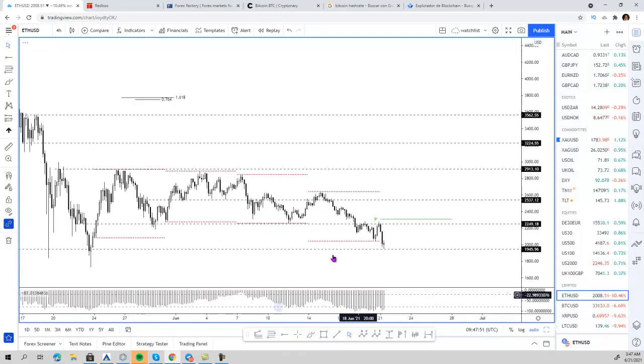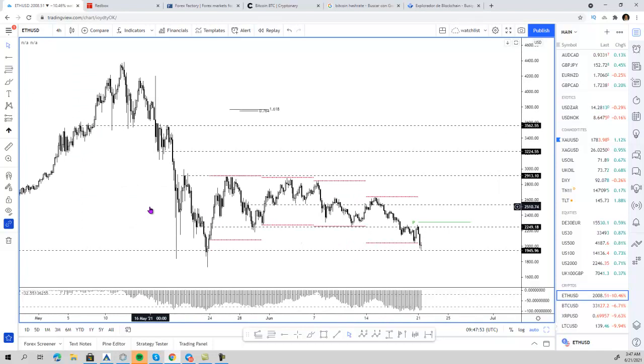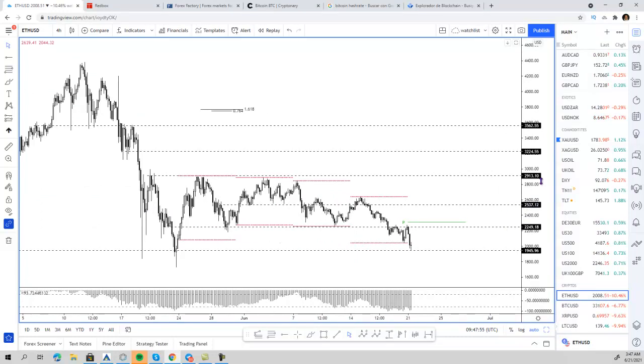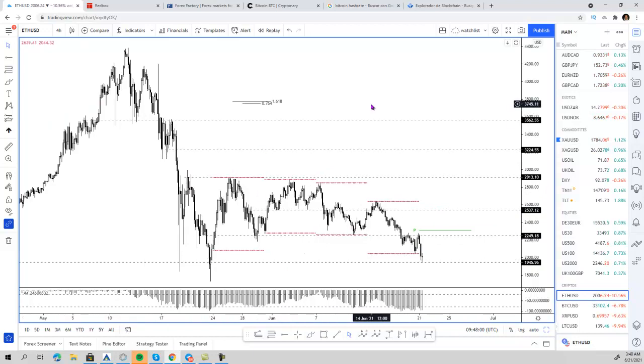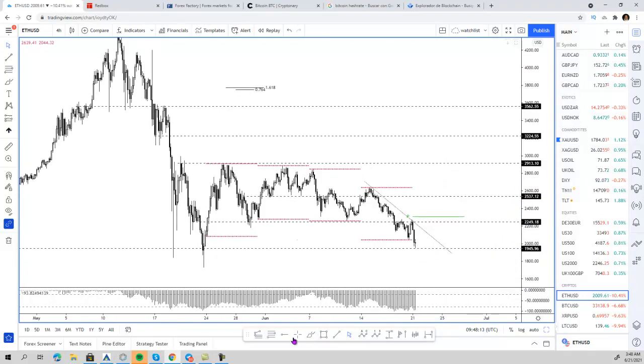Ethereum, I don't have an Ethereum position. Well, Ethereum is back at the bottom of that range, and I mean, it has been really hard to trade cryptos in this range. Maybe we could be looking for some longs in Ethereum if we see some strength at the bottom.